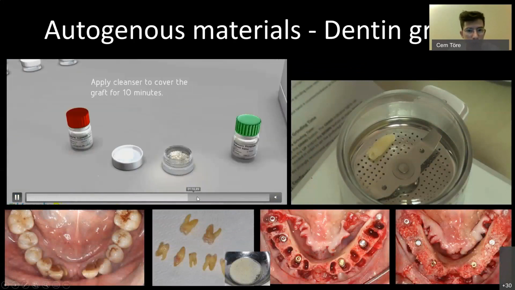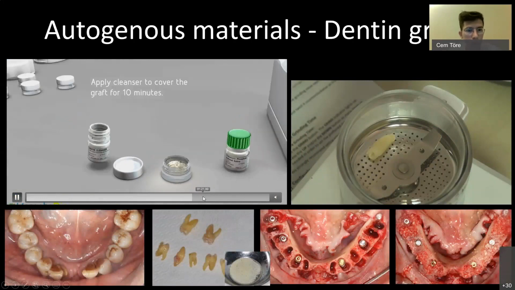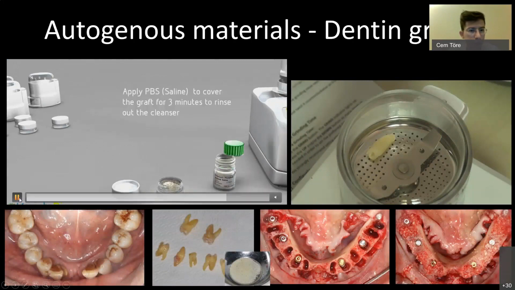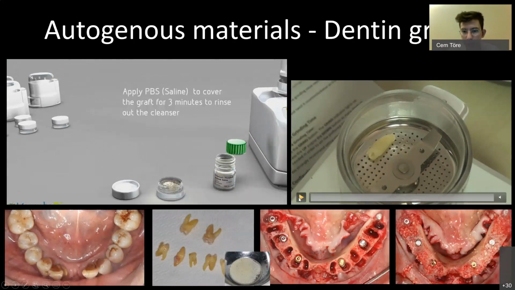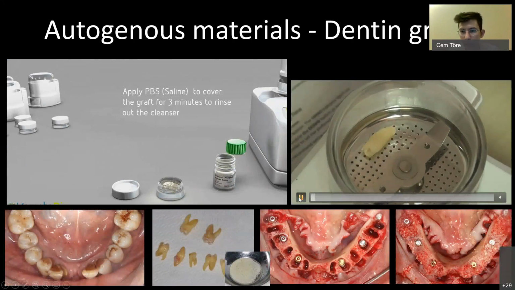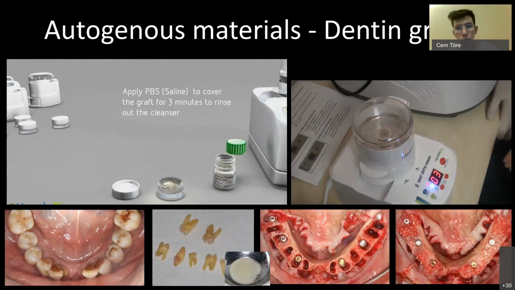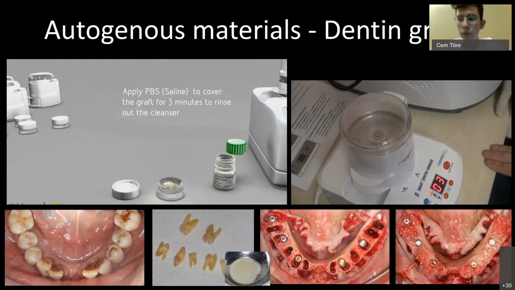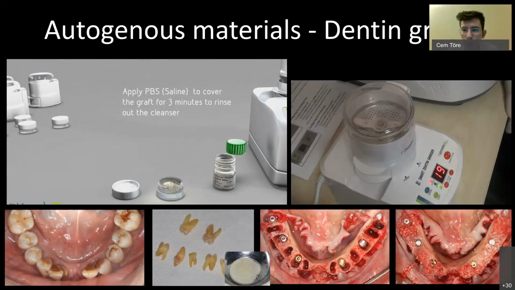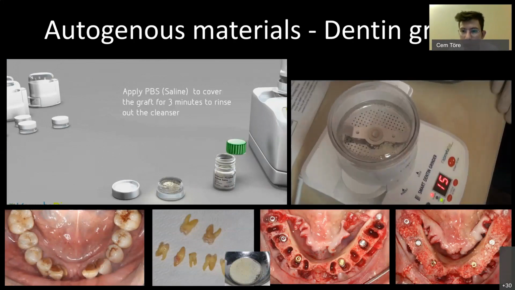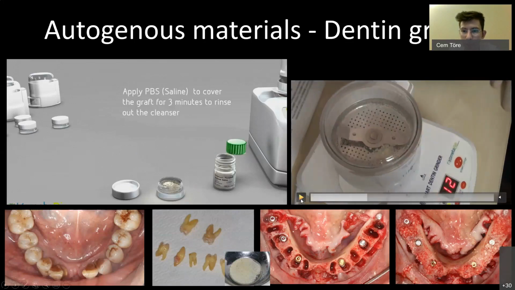And this graft is later processed with multiple solutions to clean it, and then we wash it with saline. And we can see it here in real life. We place the tooth in there, we start. It's extremely loud, a word of warning, if you're going to use this for the first time. Then we say sort, there's a vibration. It filters the graft into three segments. Basically, I will pause here again.